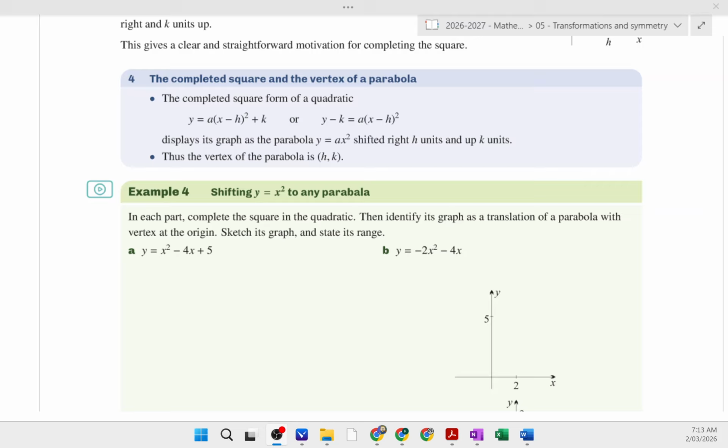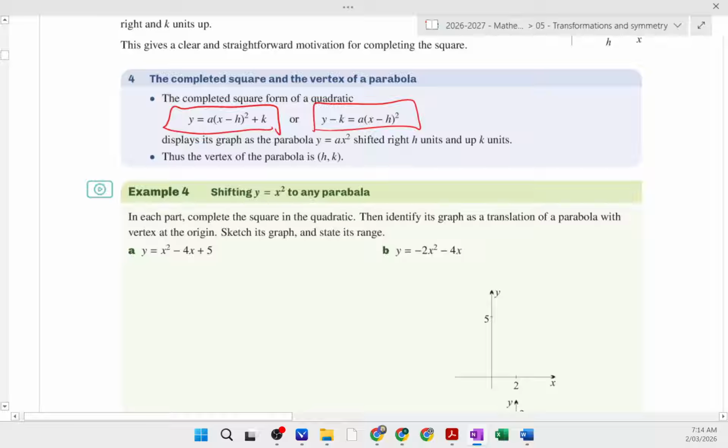All right, guys, we're now shifting a parabola. So we're shifting y equals x squared to any parabola. So we're adjusting it. I want you guys to remember that we've looked at this. The completed square form of a parabola gives us that. You can actually write it like this one. I'm not a huge fan of that.